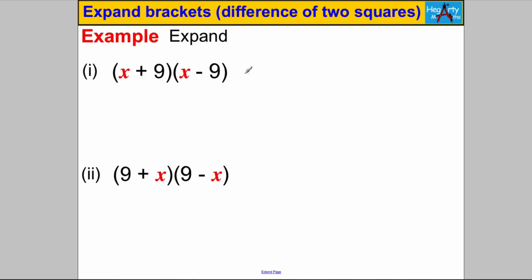Same old stuff here, a bracket multiplied by its conjugate. So this is going to be x squared subtract 9 squared, which is x squared take away 81.